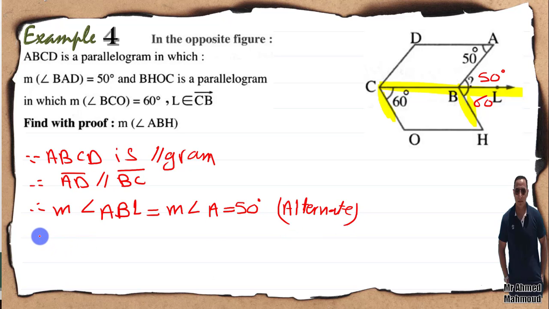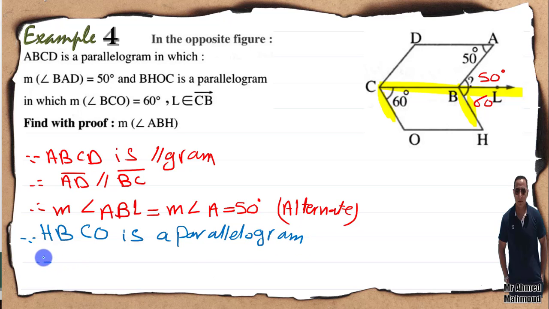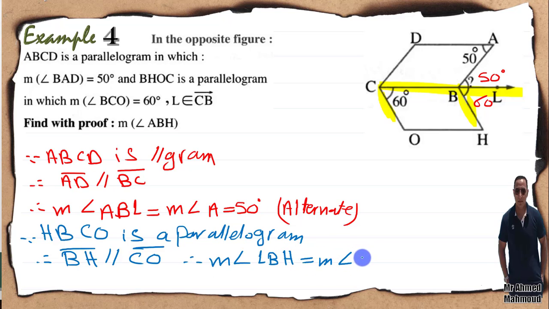Angles. Also, since HBCO is a parallelogram, therefore BH is parallel to CO, therefore measure of angle LBH equals measure of angle BCO equals 60 degrees, corresponding angles.